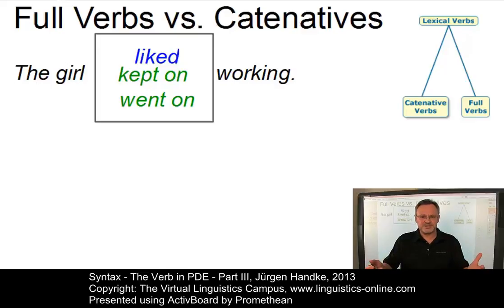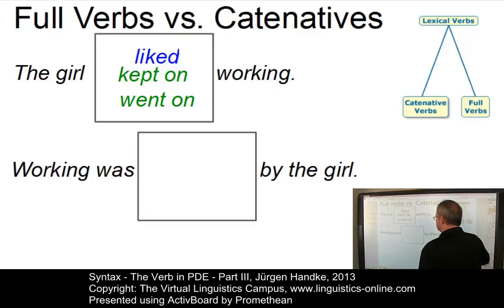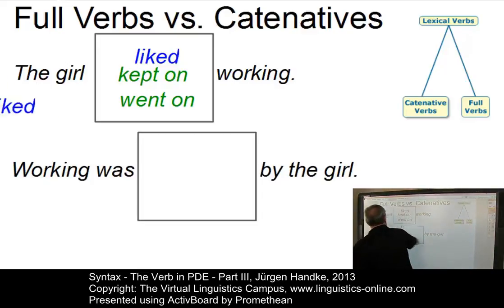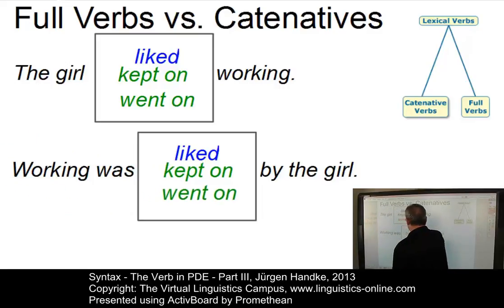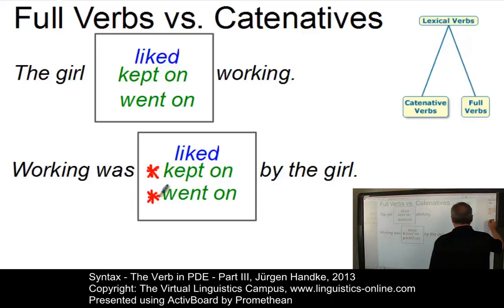Well, one test to work out the transitivity status is the passivization test, because only transitive verbs allow a transformation of an active sentence into a passive sentence. So let's do it. Here is the passive framework: working was and then by the girl. Now, working was liked by the girl, this is fine. Working was kept on by the girl, doesn't work. And working was went on by the girl, doesn't work either. So these two are ungrammatical.